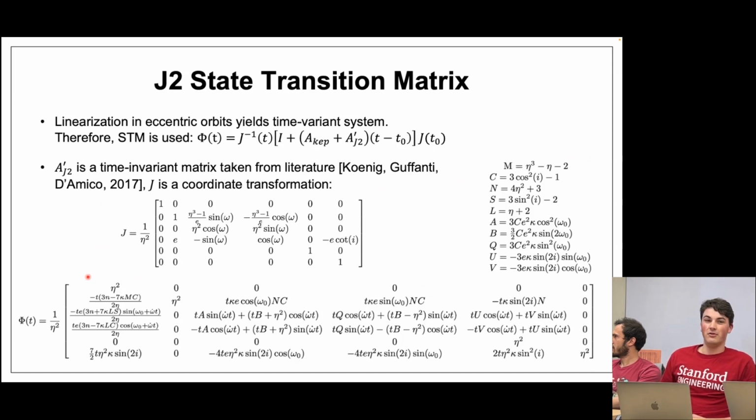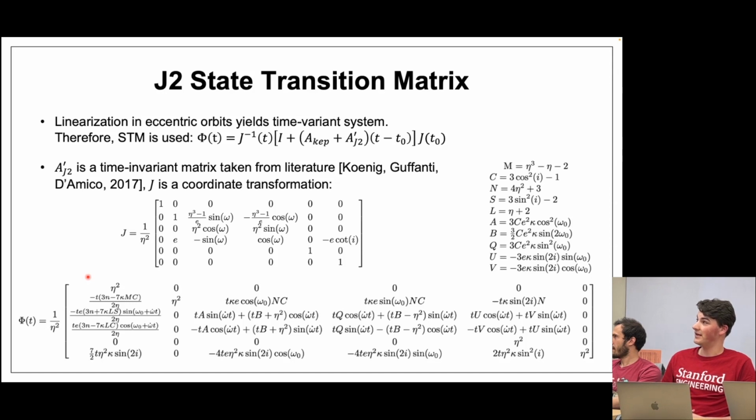So when you perform this linearization, you will find that in an eccentric orbit, that linearization, if you put it into a form x dot equals Ax, yields a time variant system, unlike in a circular orbit where it is a time invariant system when you apply it to this set of ROEs.